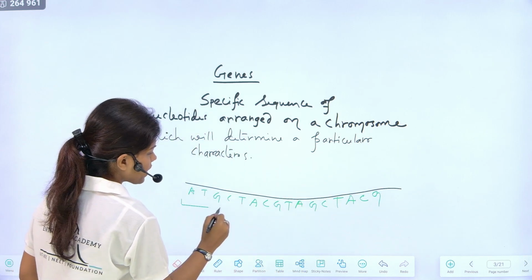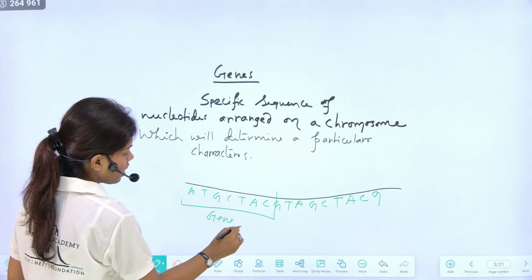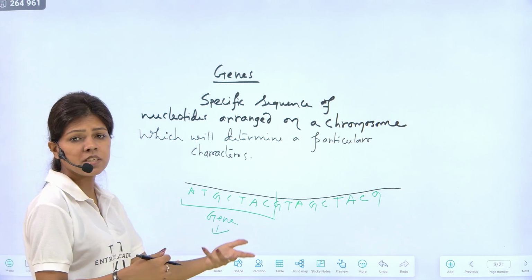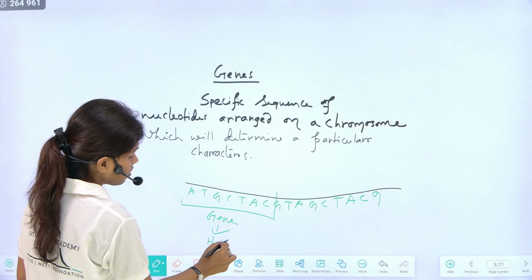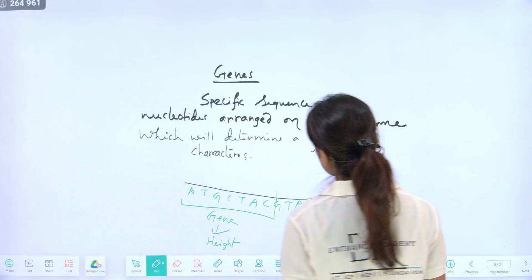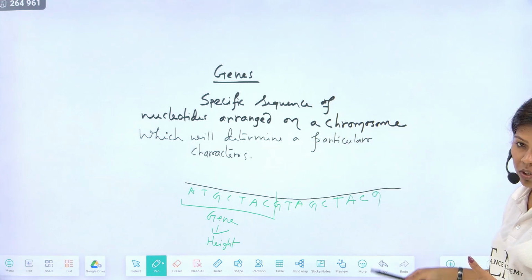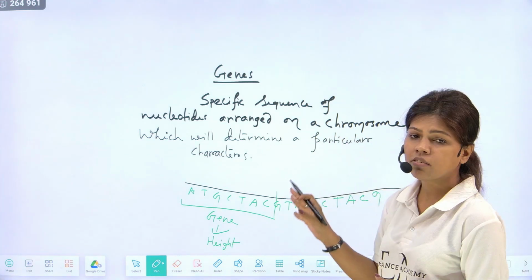This small segment, that is a stretch of nucleotides, you can consider as a gene. And this gene is responsible for expressing a particular protein, for example, the height or hair color, whatever. So, a specific sequence of nucleotides arranged on a chromosome will determine a particular character.